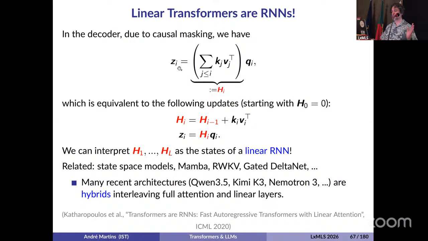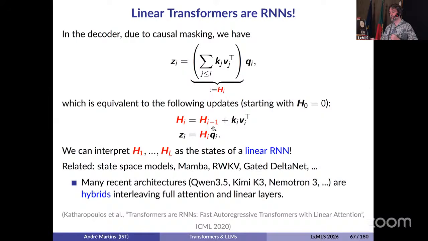Okay, so the new representation Zi is going to be a big summation of outer products between keys and values times the query Qi. Now I can call this summation Hi. It's a matrix. Okay, and I can write exactly the same thing as a bunch of sequential updates. Right? I can write Hi as the previous Hi minus 1, so all terms of this sum except the last one, plus the new term Ki times Vi transposed. Okay? And then Zi is just multiplying Hi by Qi.